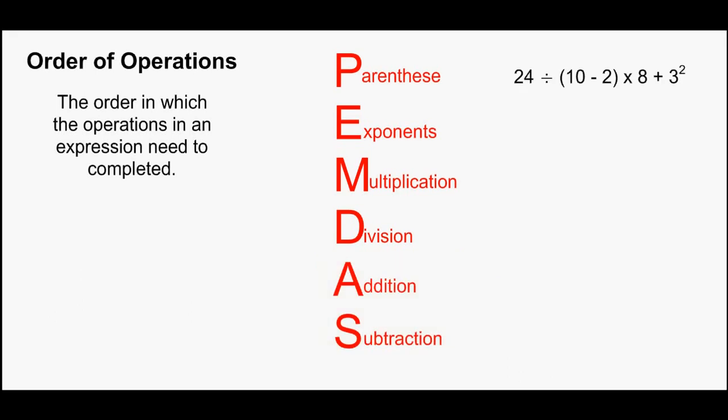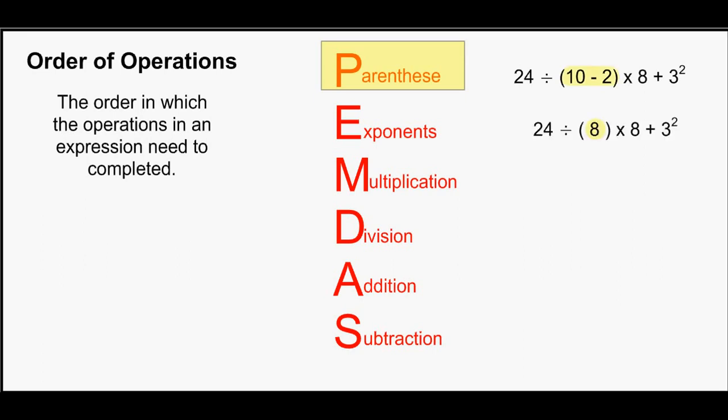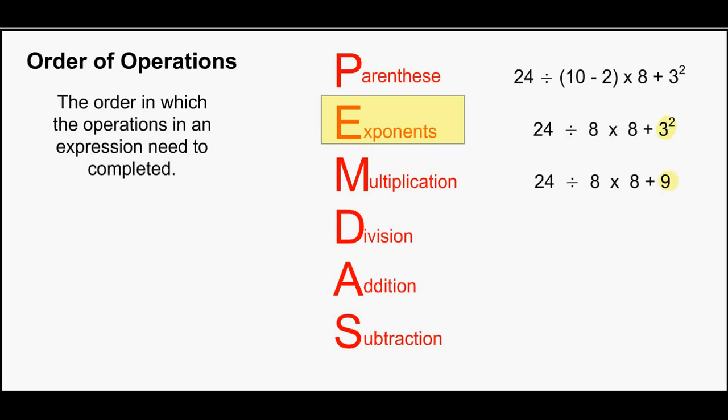Let's evaluate the expression that I have written to the right. 24 divided by parentheses 10 minus 2, parentheses, times 8 plus 3 squared. We will begin with parentheses. In the parentheses, I see 10 minus 2, which is 8. Rewrite the entire expression, substituting in the 8 where the parentheses were. Now we'll go to the step for exponents. 3 squared is 9. I will again write down everything I have in the expression and replace 3 squared with 9.